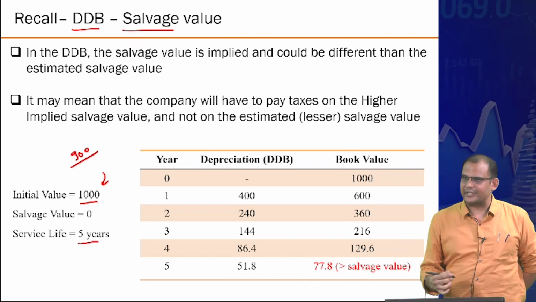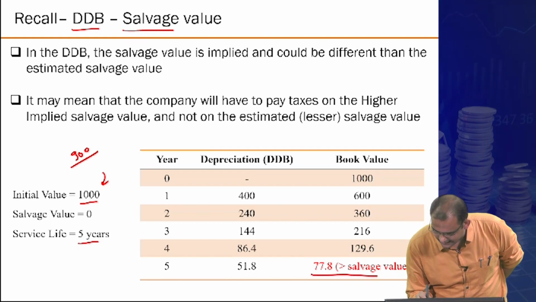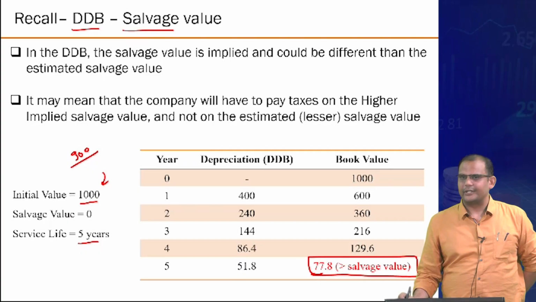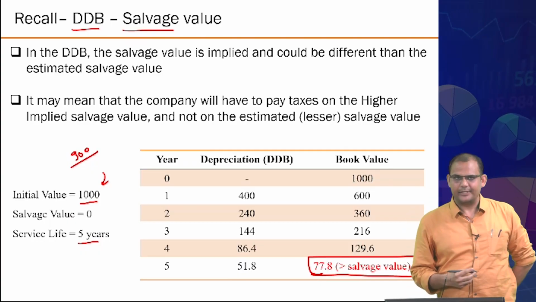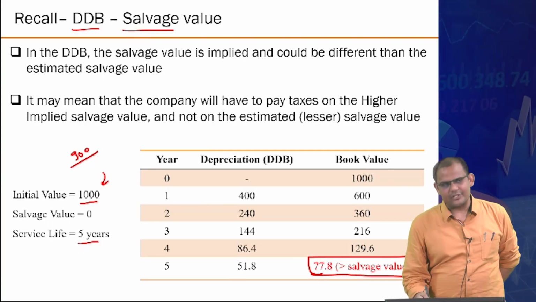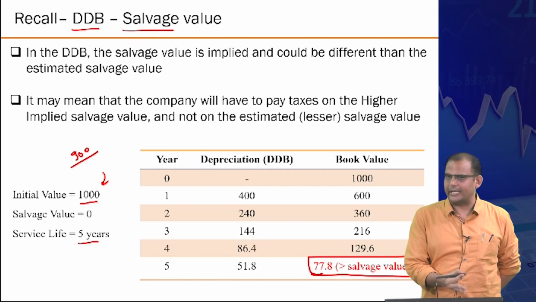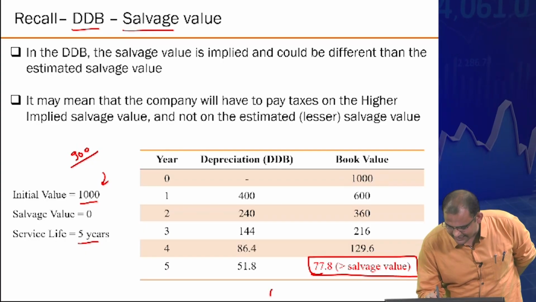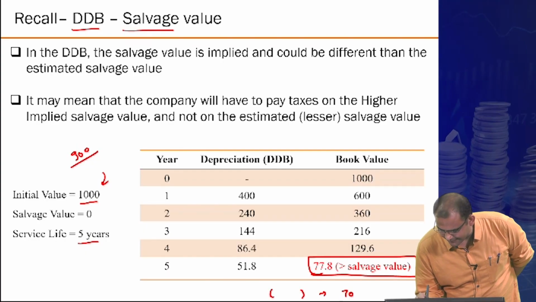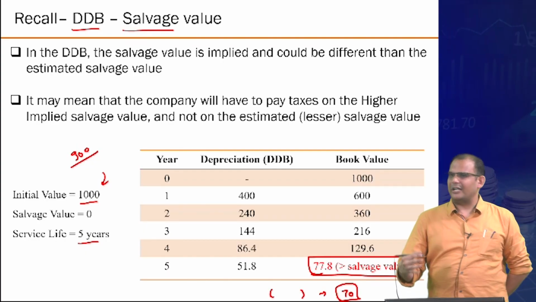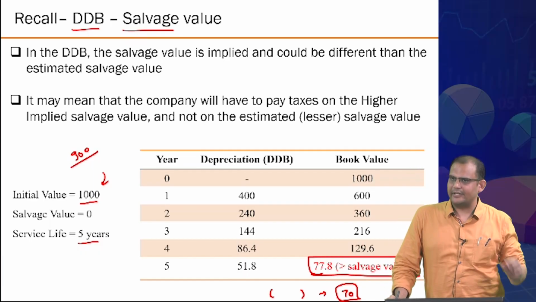If you do the calculations now, you will see at the end of year 5, using this double declining balance method, your salvage value is coming out to be 77.8, which is estimated using the DDB method. But your actual salvage value is 70. So you are not completely leveraging your asset, right?